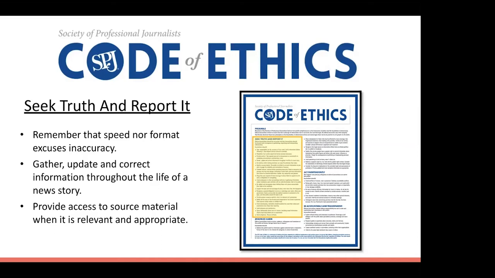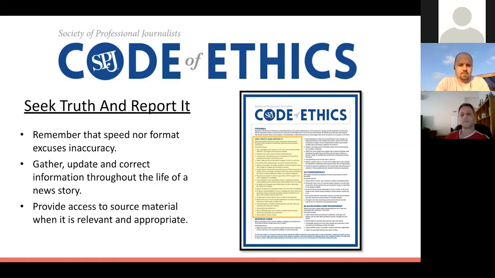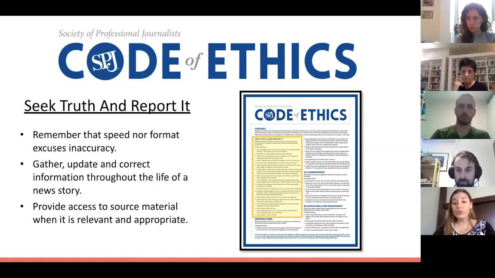But seek truth and report it basically just says, our goal as journalists is to find out the truth and report the truth. That is part of our role to society. A couple things that come into play are remembering that neither speed nor format excuses inaccuracy. We see this a lot since journalists started reporting on social media or online, that sometimes things would be reported incorrectly. And people would say, oh, it was just on Twitter, or it's just on Facebook, or it was just on our web story. Well, we believe you should always seek truth and report it, and it's better to be accurate than to be first.